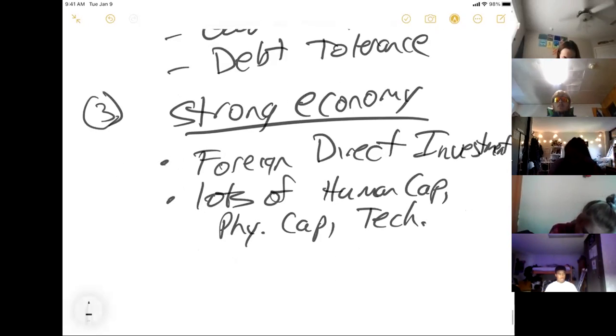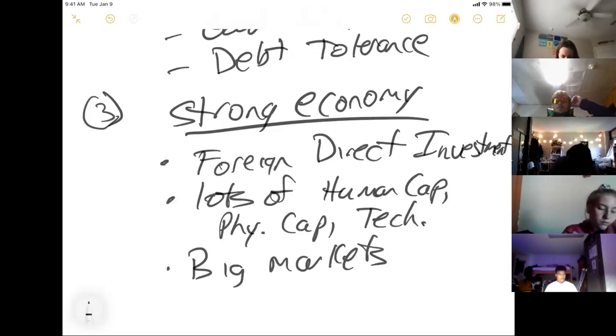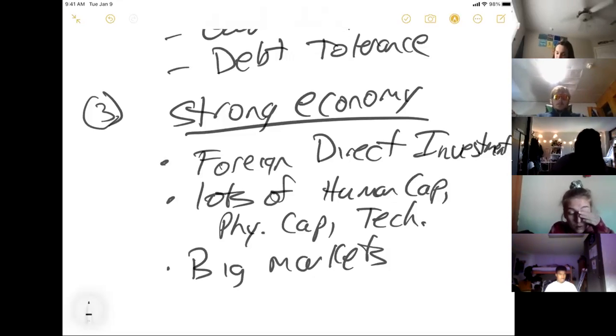including big markets. I guess I should say that as well, right? Why does Toyota have so many factories in the United States? Because the US is their biggest market. So Toyota wants to make cars close to where their customers are.